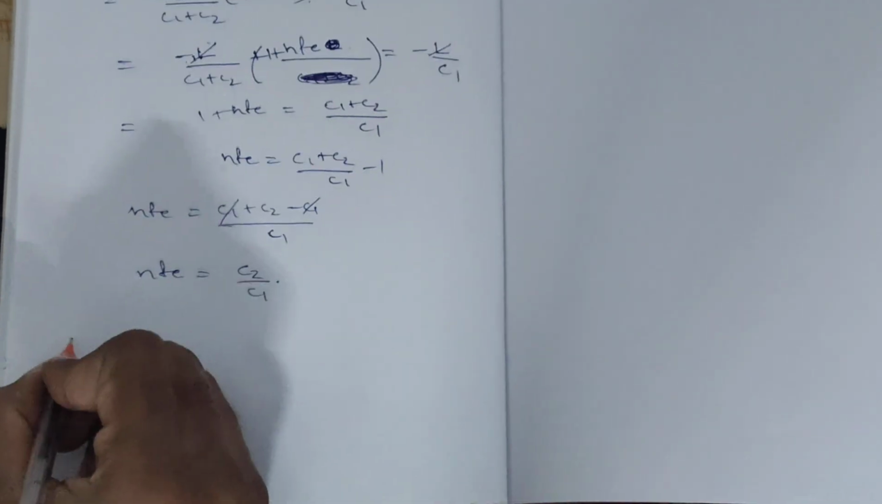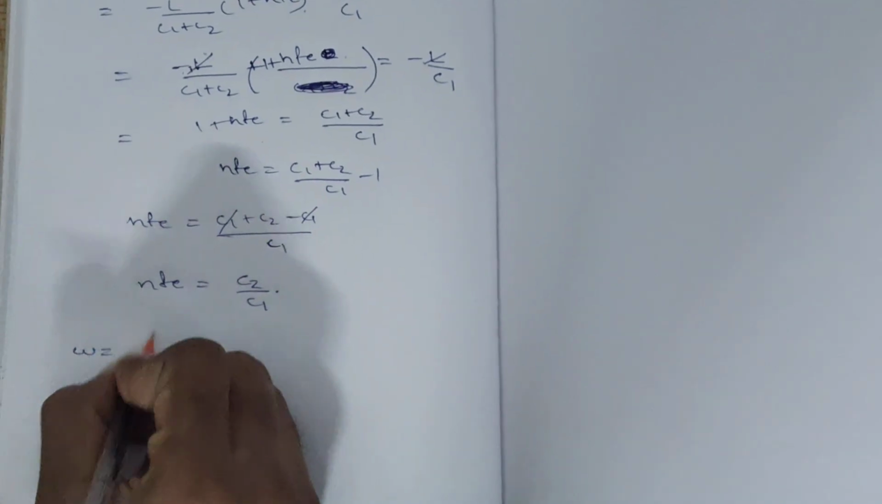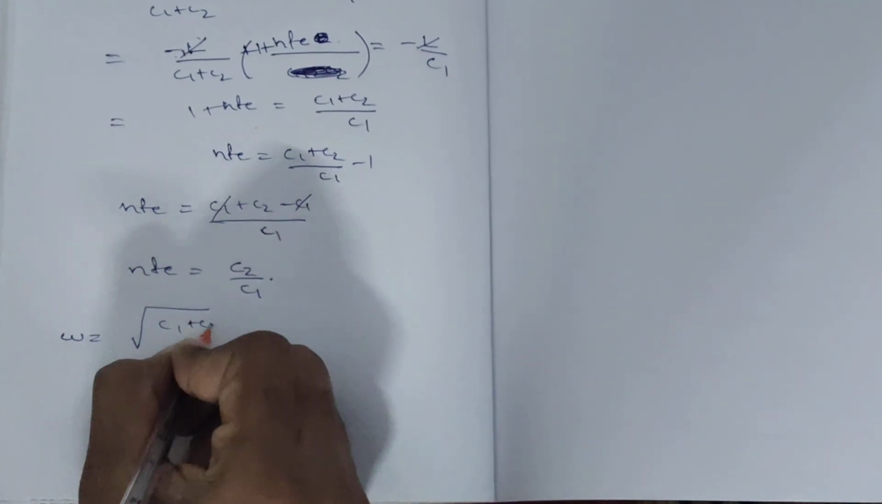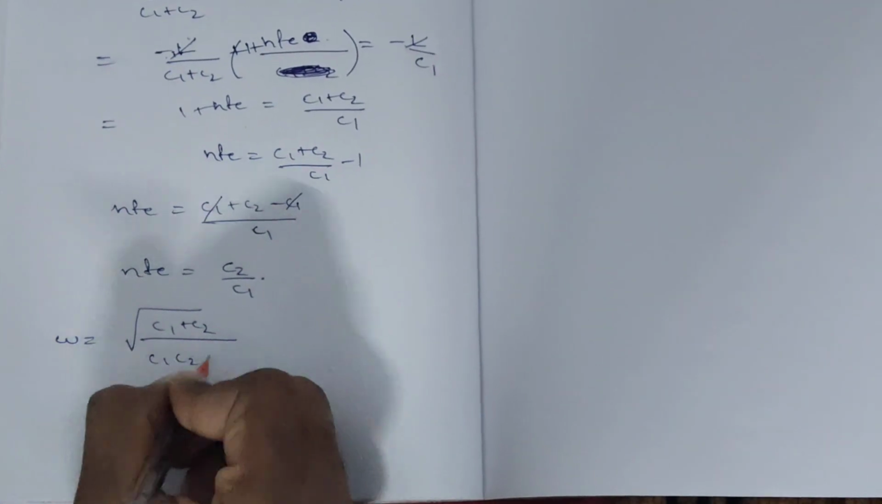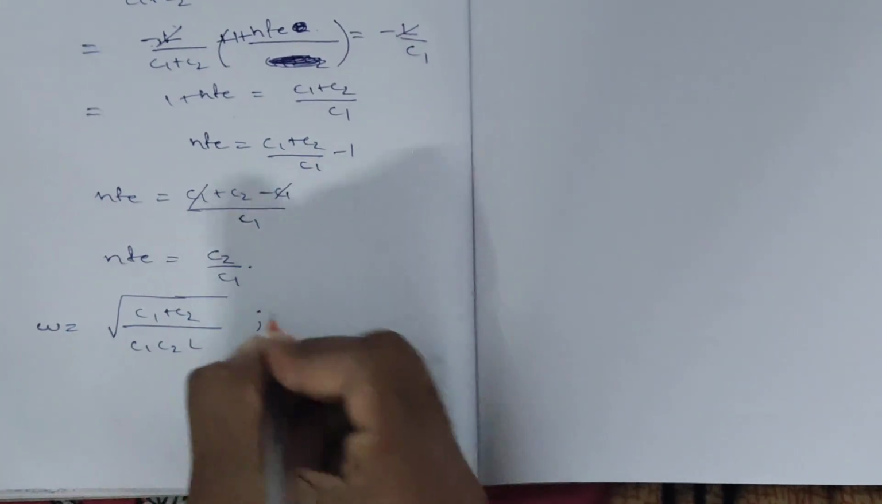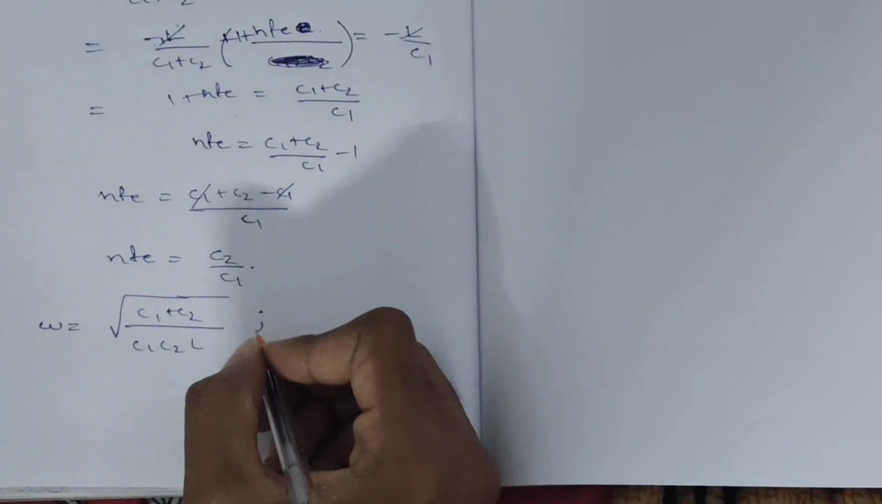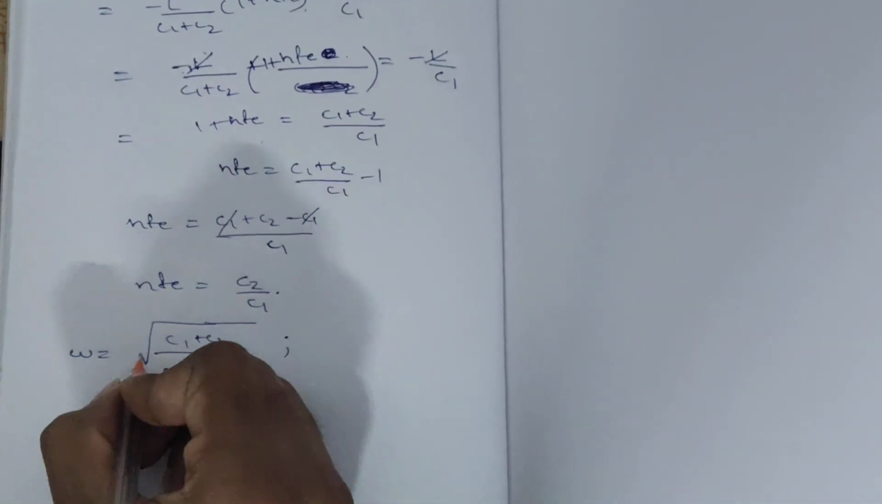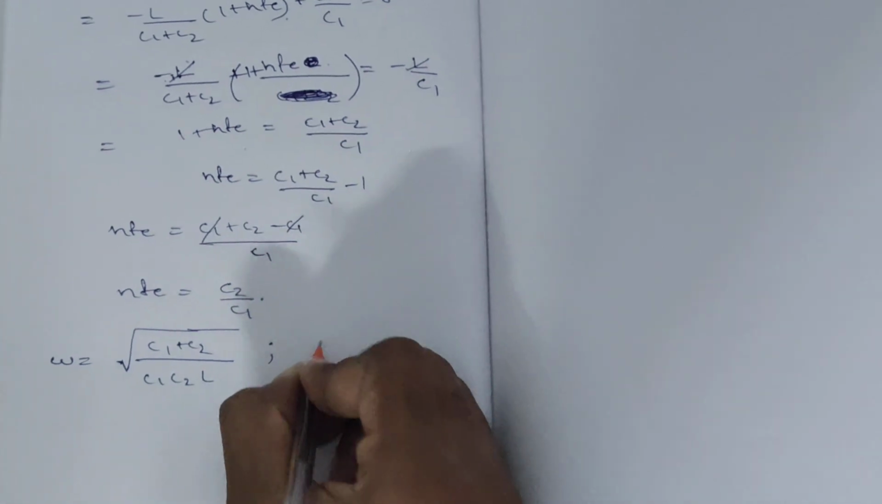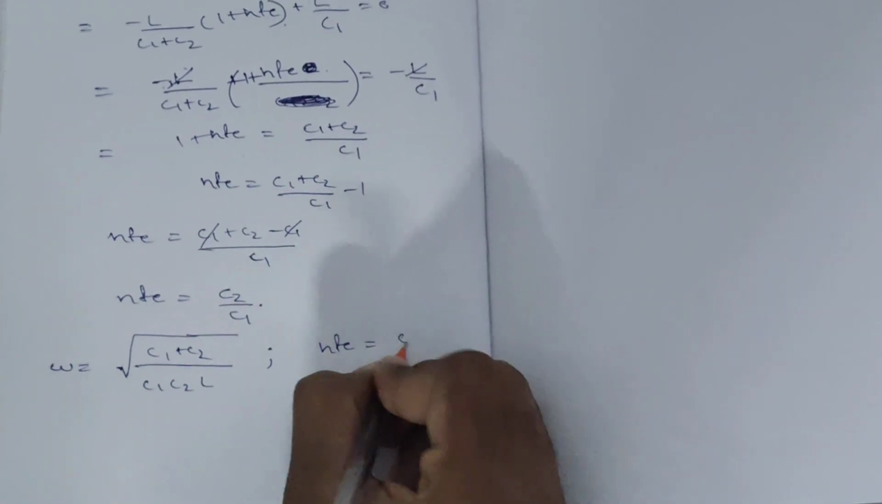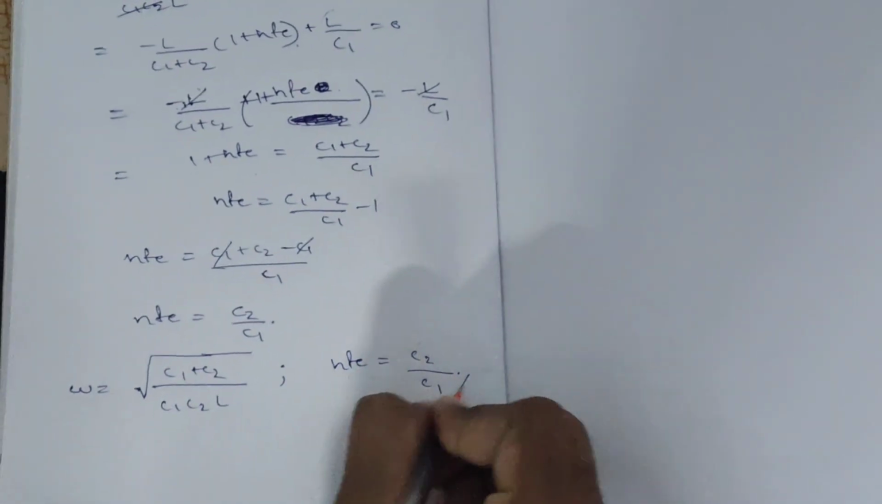So from the imaginary part we get omega equals under root of C1 plus C2 by C1 C2 L. By substituting this omega from the imaginary part into the real part, we get HFE equals C2 by C1. Thank you.